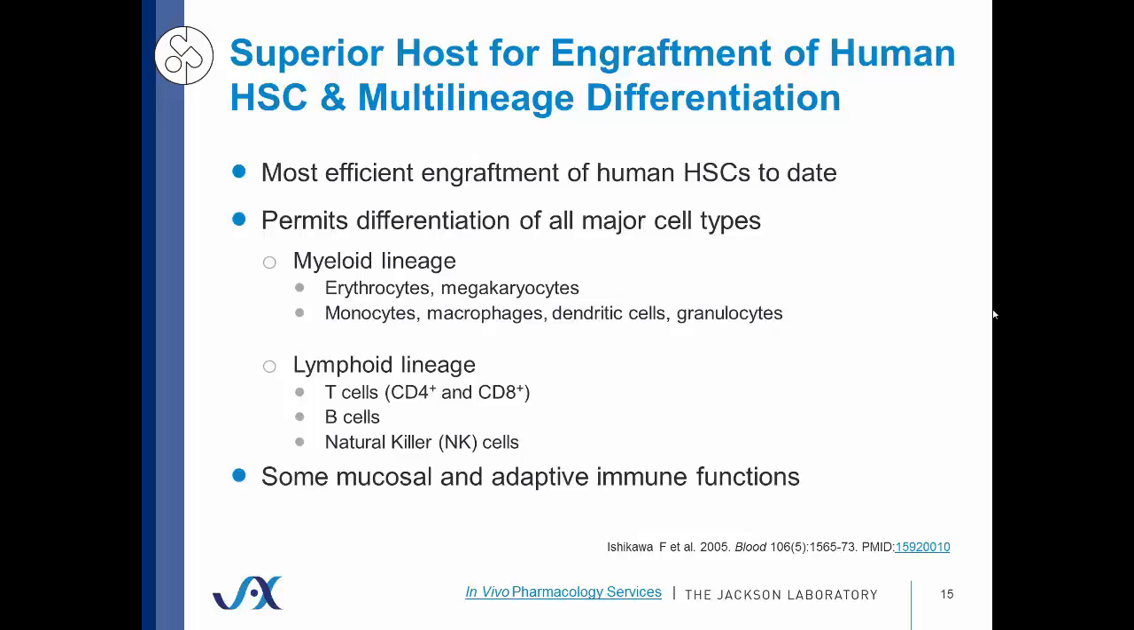So the hallmark of engraftment of primitive hematopoietic stem cells is that these stem cell populations engraft, differentiate out into the periphery, and you can detect myeloid cells, lymphoid cells, and then you can actually look at the function of these cells and measure adaptive immune functions and look for mucosal immunity in these mice as well.